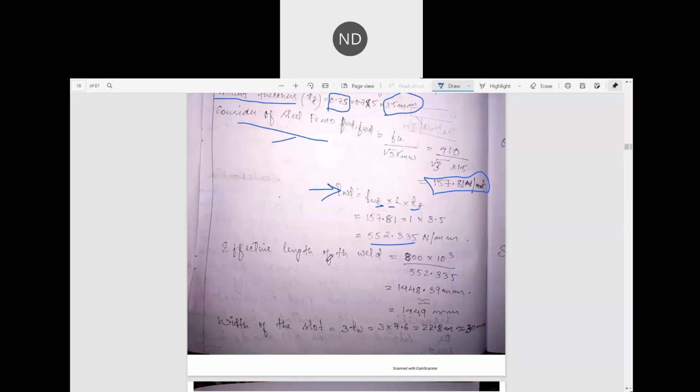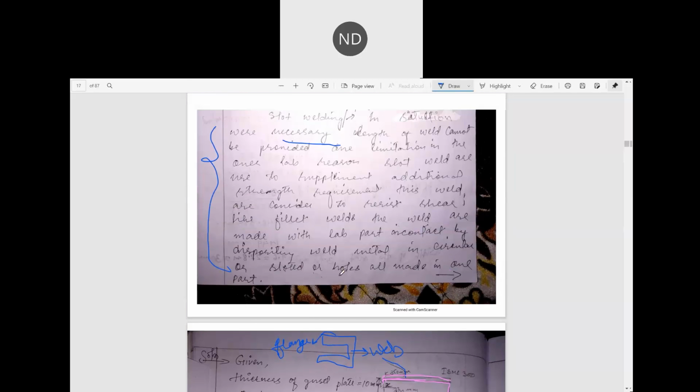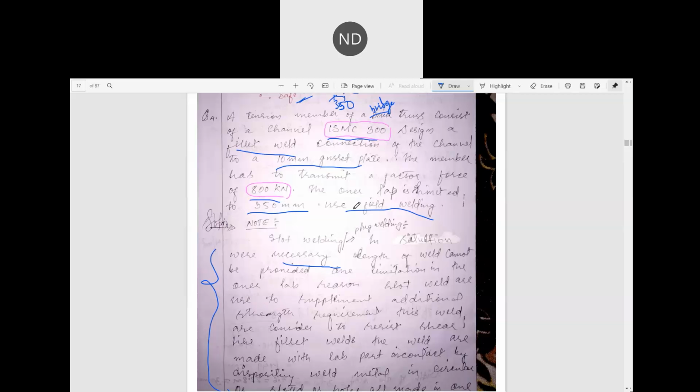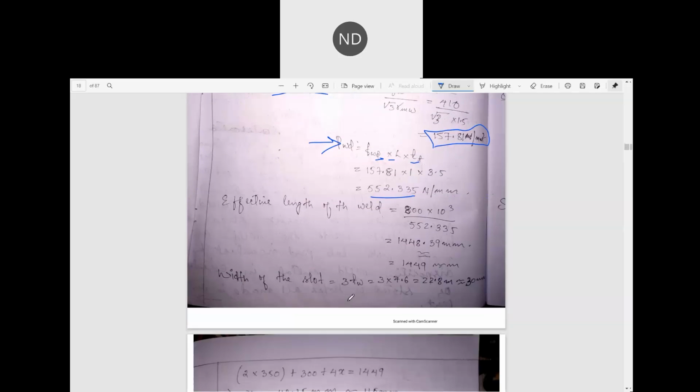So what is the effective length of weld now? The factored force was given to be 800 kilonewton, right? And that is to be divided by the design strength per length. So we have got our effective length. That means the total length will be 1448.39, so we can consider it to be 1449.